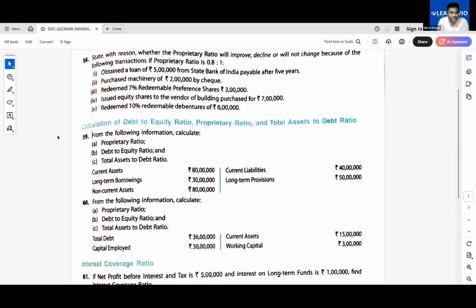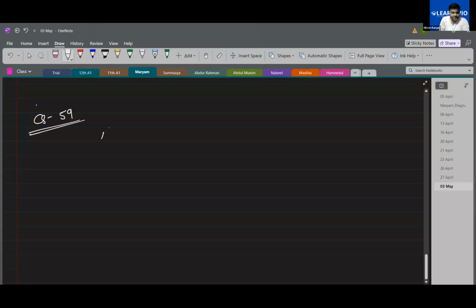Okay, from the following information, calculate proprietary ratio, debt to equity ratio, and total asset to debt ratio. Proprietary ratio, the formula. Can you tell me the formula? Shareholders fund divided by total asset.